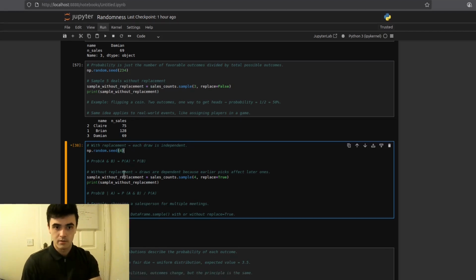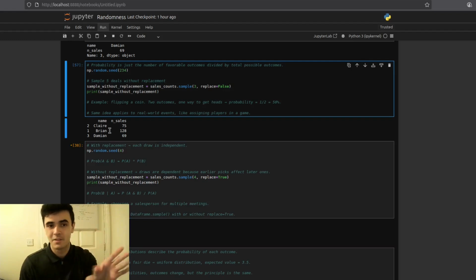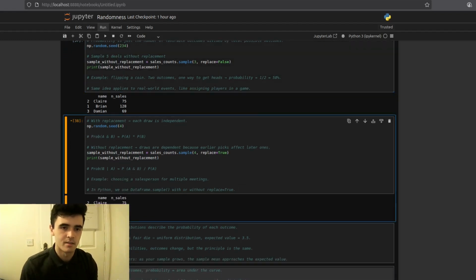So here I have another random seed, and I've got these two functions. I take a random sample of four random names. With replacement, I can end up with a repeat name. But without replacement, I can never get a repeat name because I basically take the names out of the hat and I throw them away. But with replacement, I put them back in and stuff happens. I get the same name sometimes.